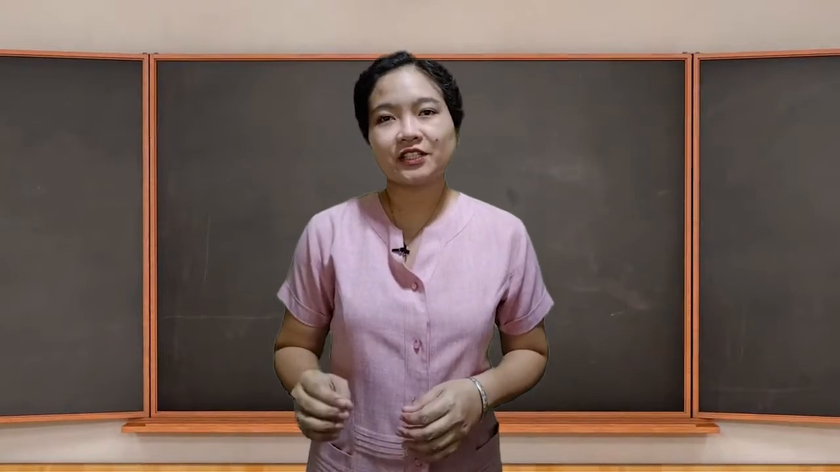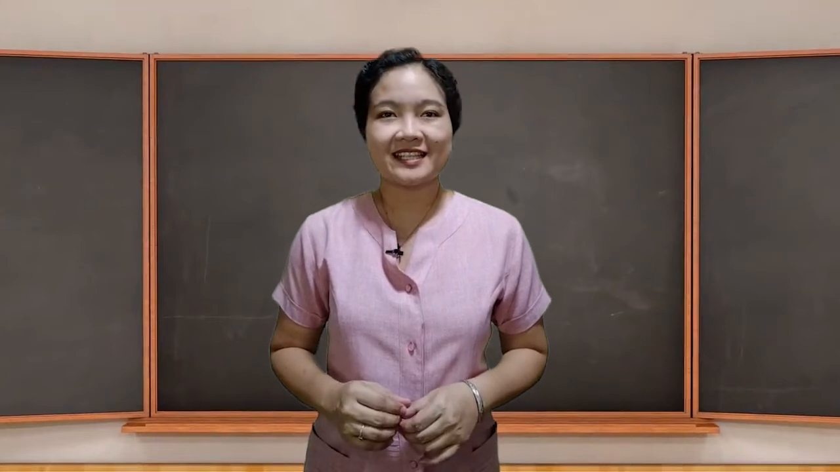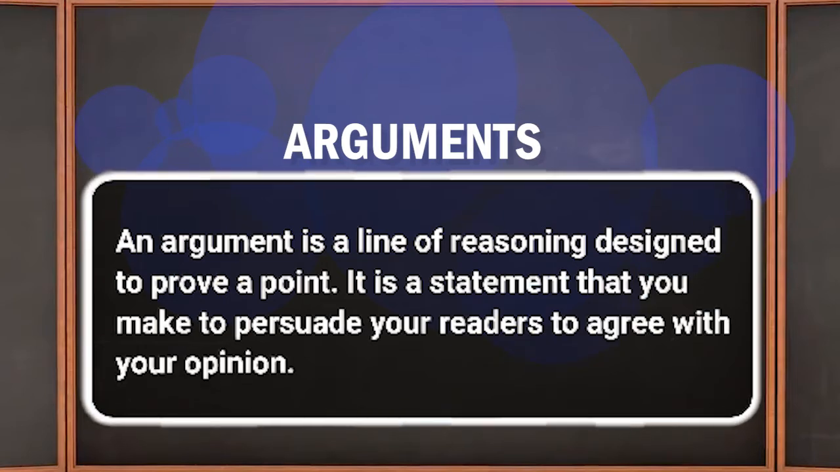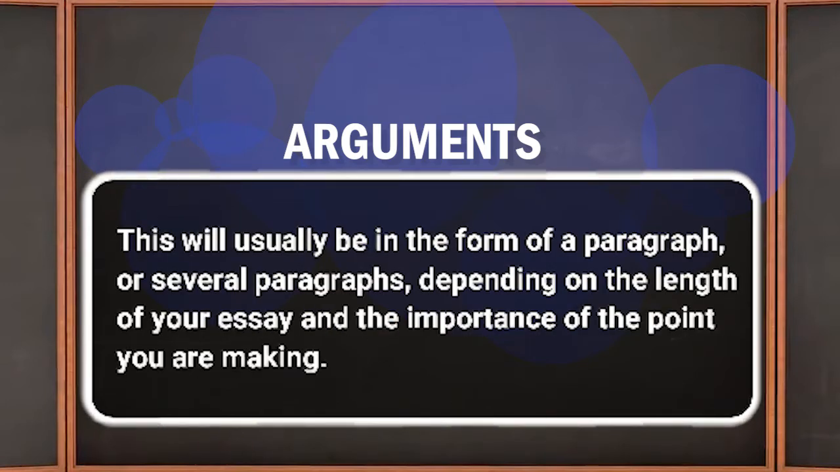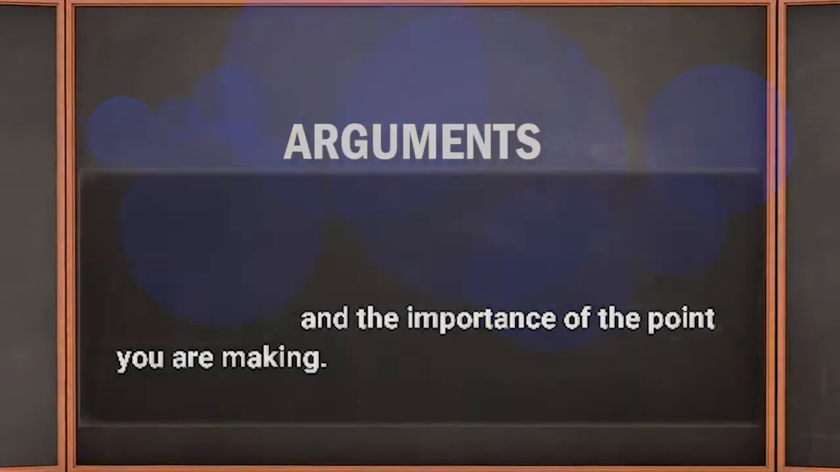To clearly understand what argument is, let us define it. An argument is a line of reasoning designed to prove a point. It is a statement that you make to persuade your readers to agree with your opinion. This will usually be in the form of a paragraph or several paragraphs, depending on the length of your essay and the importance of the point you are making.